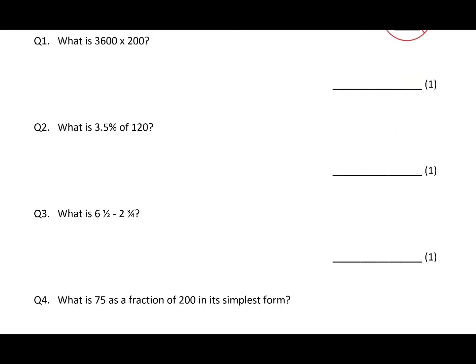Question 1. What is 3,600 times 200? The method for doing this is to multiply the two numbers 36 and 2, which is 72, and then add the zeros. So there's 1, 2, 3, 4 zeros. So we have the number 720,000 for 1 mark.